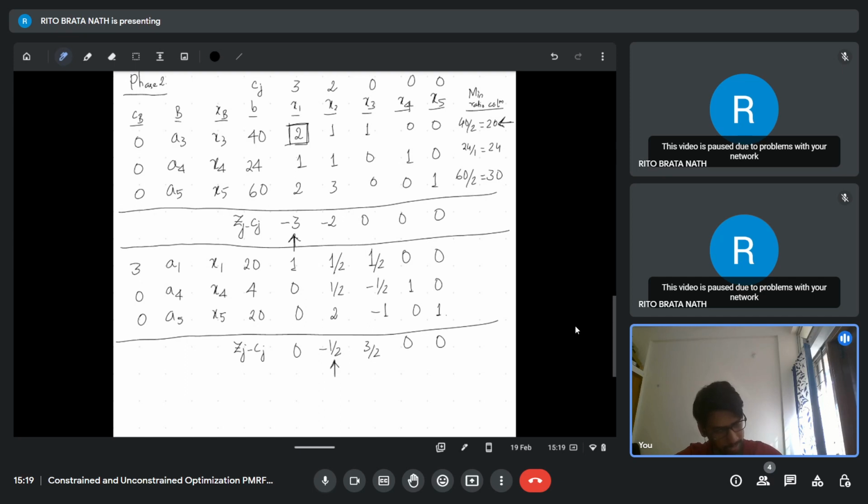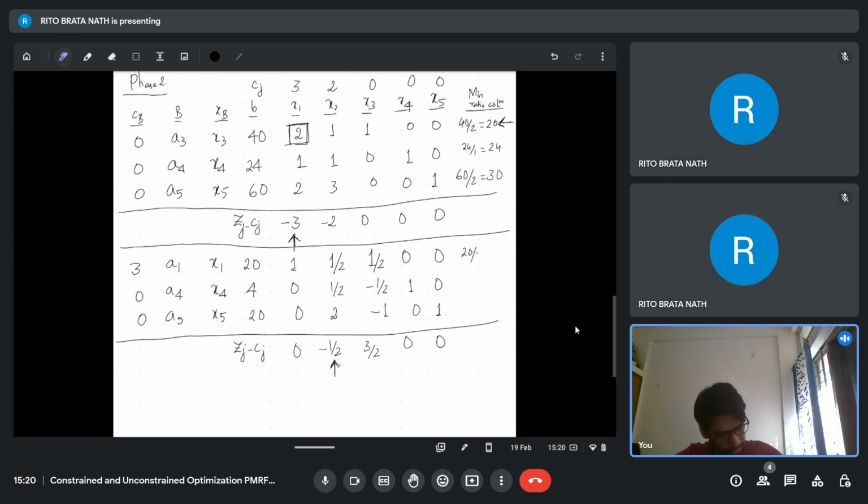And let's calculate the min ratio corresponding to that. So this is 4 by half, so that's 8, and this will be 20 by 2, so that's 10. So this will be the leaving variable, which is x4. So now let's solve this.